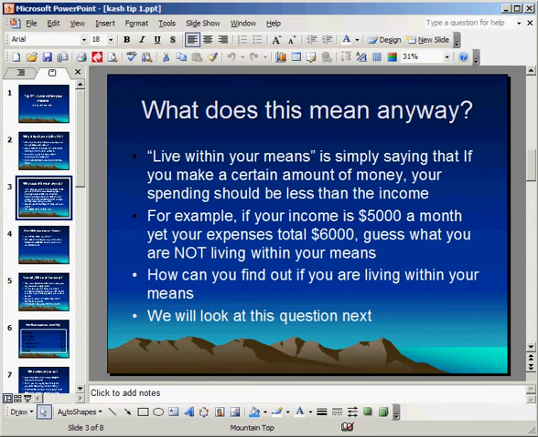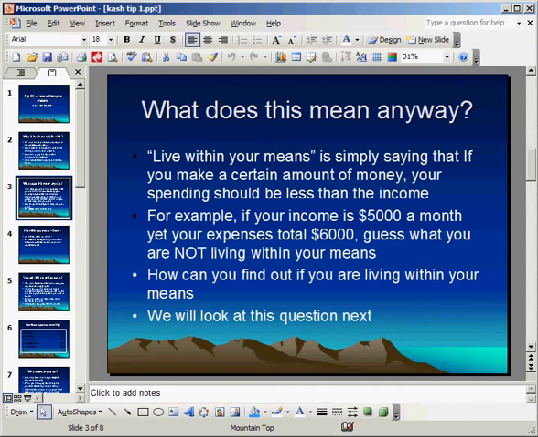So what does this really mean anyway? Live within your means. Well, what it simply is saying is that if you make a certain amount of money, your spending or expenses should be less than that income. So for example, let's say if your income is $5,000 a month, yet your expenses are adding to a total of 6,000, guess what? You are not living within your means.